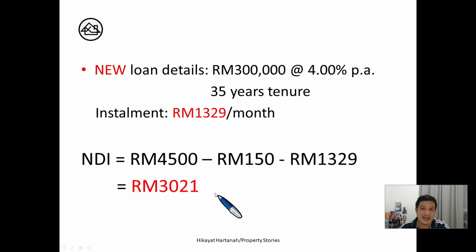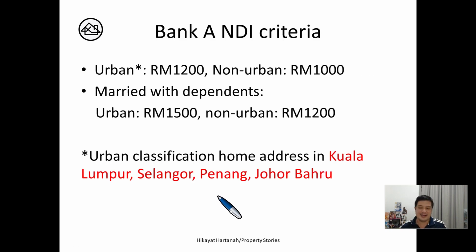This is actually the NDI. And then for NDI, like I mentioned just now, there's urban and non-urban. So let's look at an example here. If Bank A were to give you an example of NDI criteria, let's just say urban is 1,200, non-urban 1,000. Married with dependents, dependents here usually being children under 18 still in school: urban 1,500, non-urban 1,000.